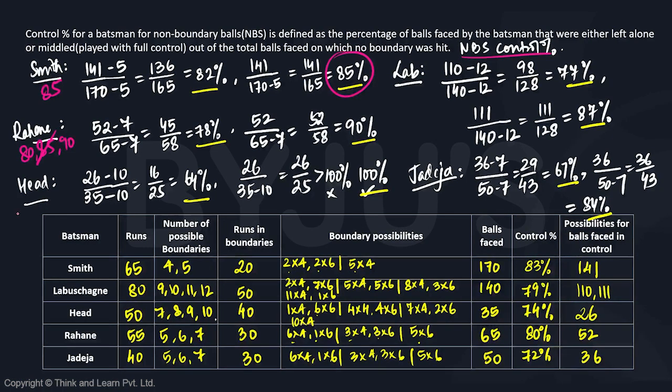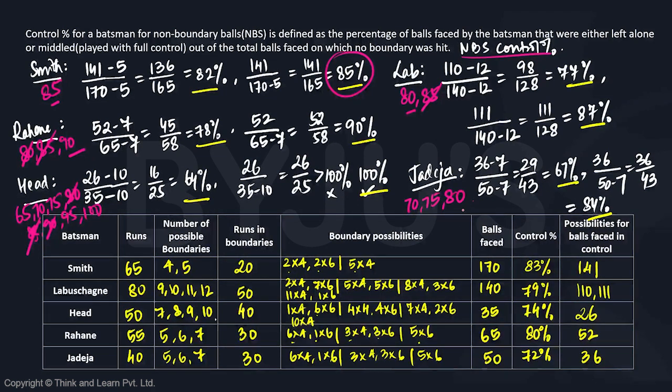If you look at Head, it could be 65, 70, 75, 80, 85, 90, 95, 100, right? It could be any one of these. Out of these, 85 is already taken. So we will remove that. If we look at Lab, 77 and 87, between that we have 80 and 85. Since 85 is taken by Smith, we will have Lab as 80. The moment Lab is taken as 80, Rahane is going to be 90. So 90 is also taken, 80 is also taken. If we look at Jadeja now, between 67 and 84, we can have 70, 75, 80.